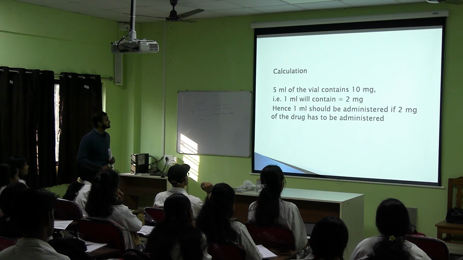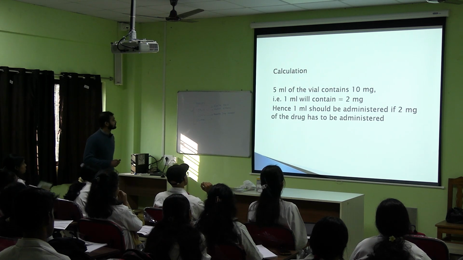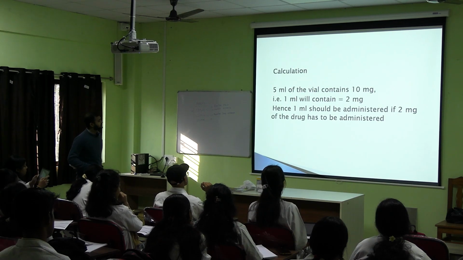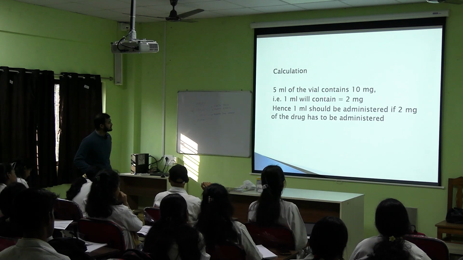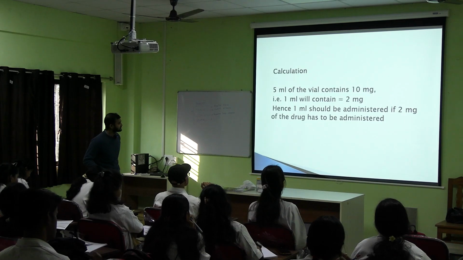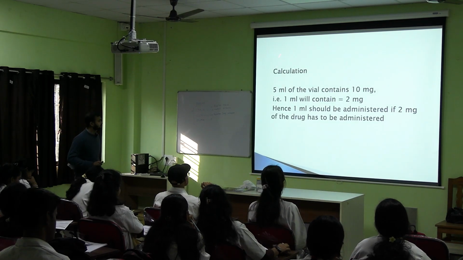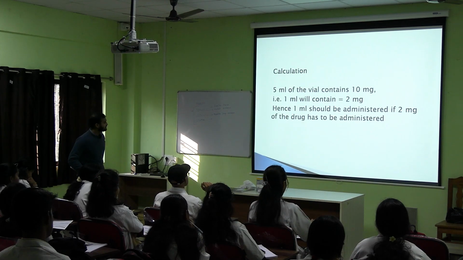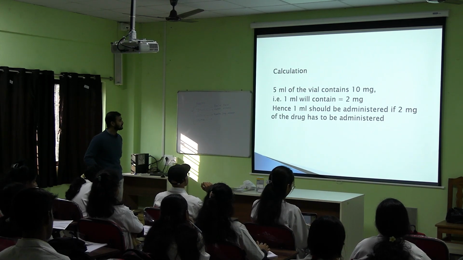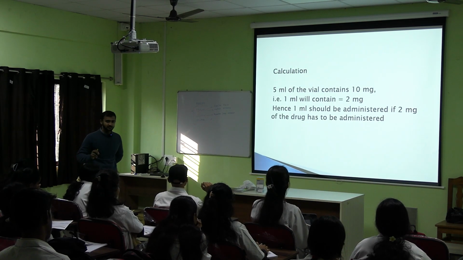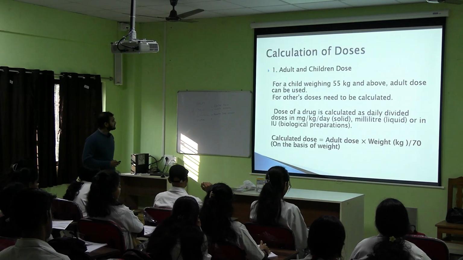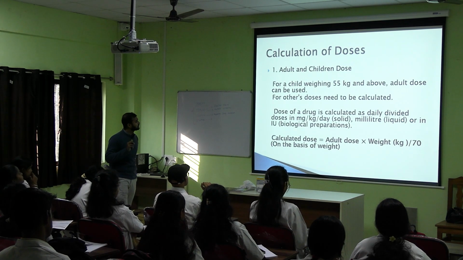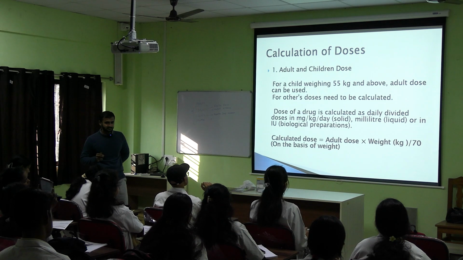So with this, just to make you practice the processing: if 5 ml of solution contains 10 mg of the solute, then in 1 ml it will contain 2 mg. This is the basic. So hence 1 ml contains 2 milligram of the drug, to be administered if 2 mg should be administered. So here, do you remember the calculation, the formulas?